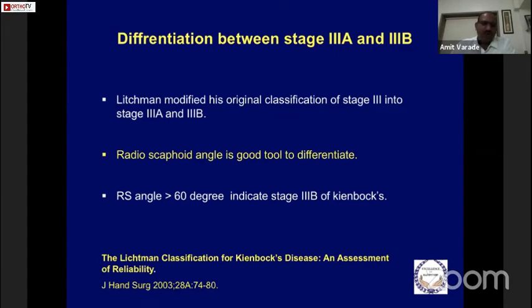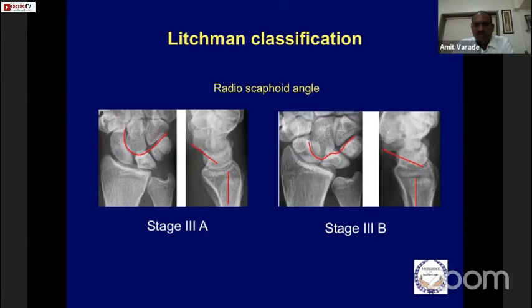Now moving forward, when we come to stage 3, we have to differentiate between stage 3A and stage 3B. Here we have to see the radioscaphoid angle. What happens in Kienböck disease is there is proximal migration of the capitate, and due to this, the scaphoid goes into flexion. Due to all these things, the radioscaphoid angle is increased. Here we can see on the AP view of the X-ray what is called the cortical ring sign. If we see this, then certainly the patient is having a stage 3B problem.